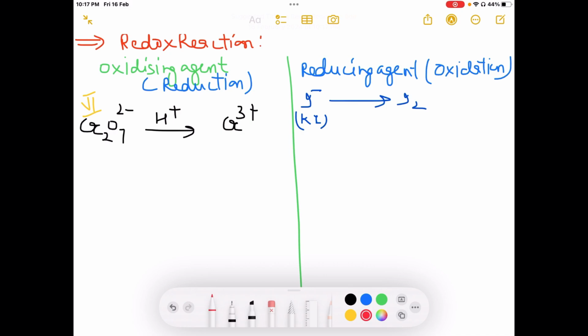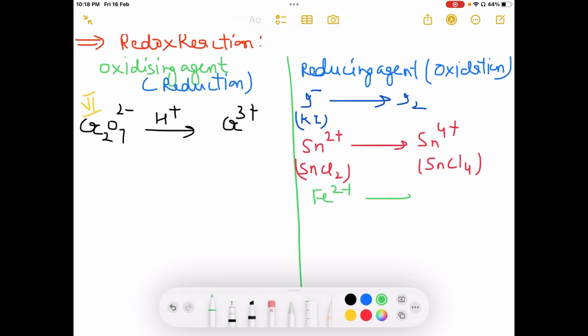So it is oxidation, and it acts as a reducing agent. Stannous, Sn2+, changes to stannic, Sn4+. Suppose I provide you SnCl2, then in the presence of potassium dichromate it changes to SnCl4. Next, ferrous changes to ferric. Sulfide, H2S gas, hydrogen sulfide, changes to sulfur in the presence of potassium dichromate.